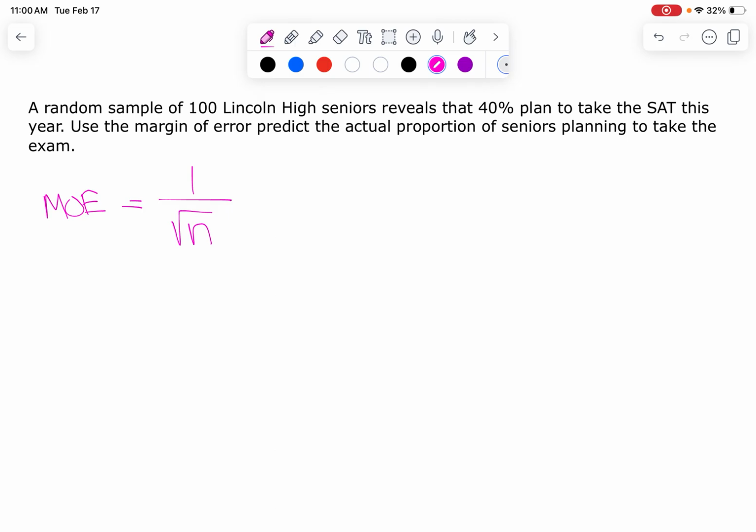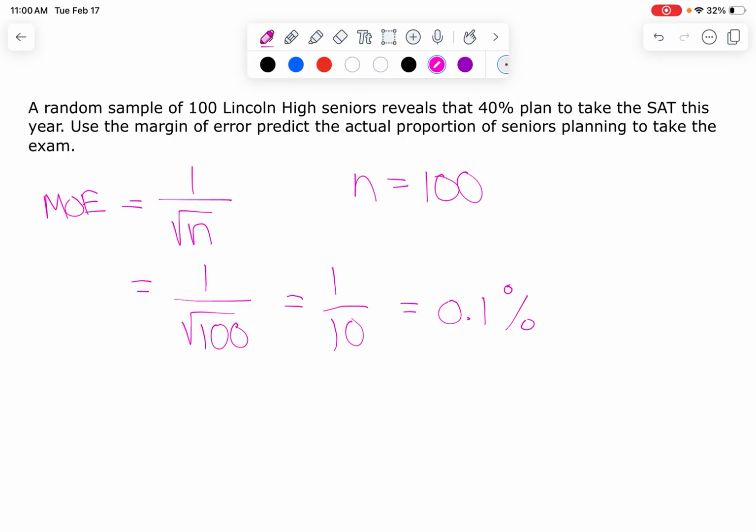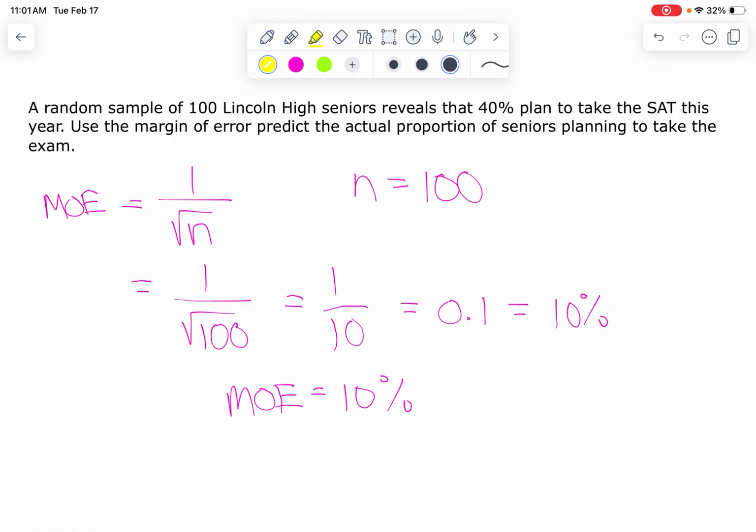Okay, so in this case, n would equal 100, right? That's how many people they sampled. So this would be 1 over the square root of 100. The square root of 100, you know, is 10. So this is just 0.1, which is the same as 10%. Okay, so the margin of error is, in this particular case, 10%, because they gave us the information in percent.